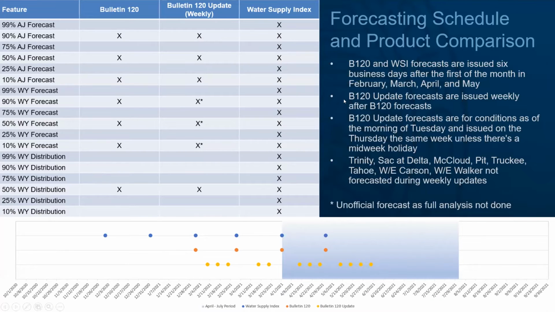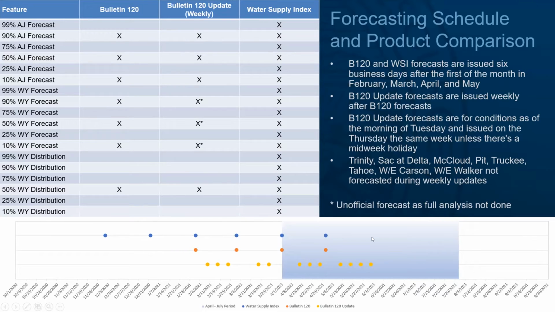We get a lot of confusion: what's the difference between Bulletin 120, Bulletin 120 update, and the water supply index, the WSI? What are you actually getting? So I briefly made this table showing what you get for each of these forecasts. What are you getting on a Bulletin 120 that comes out on the first of the month? What are you getting on these weekly updates? What are you getting on these WSI forecasts? And also roughly a calendar of when those get issued throughout the water year.